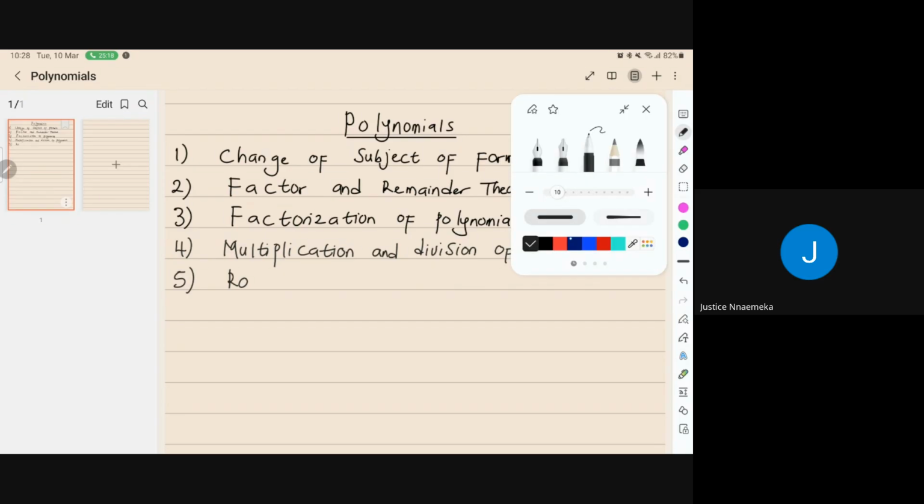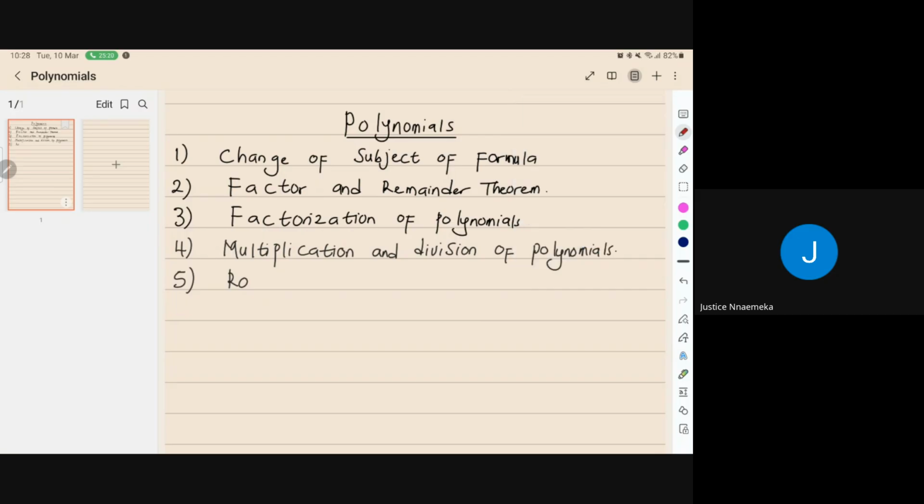Pay attention to degrees not exceeding 3, right? So degrees less than or equal to 3. Is that okay? So it shouldn't be more than 3. Degrees not exceeding 3. Now also look at the roots of polynomials, how to factorize your polynomials. So just go ahead and check that and ensure you learn them.